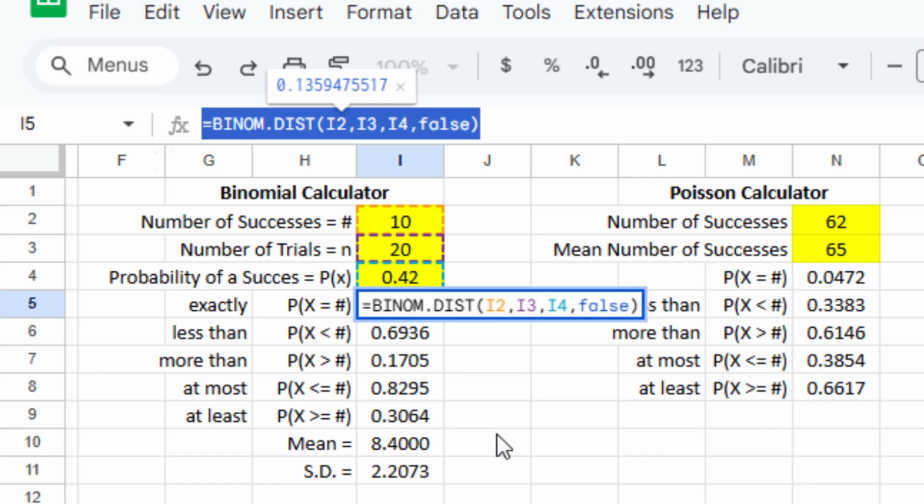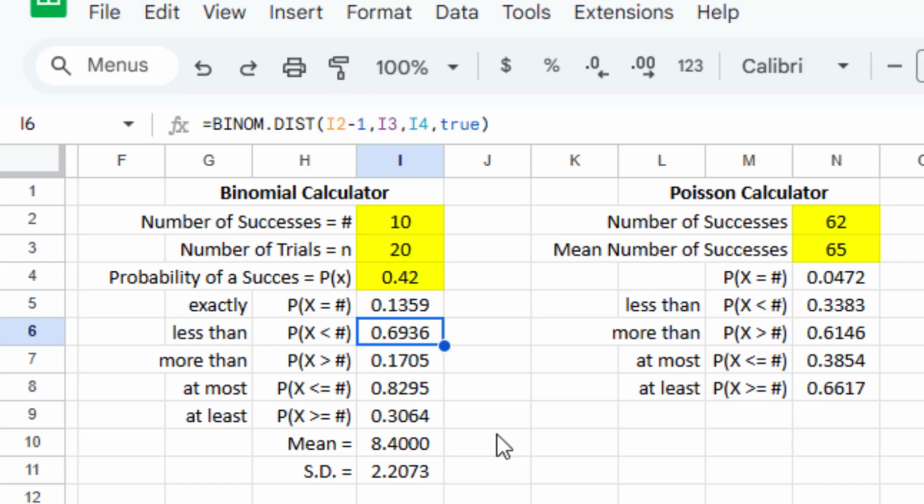And in order to get an exact number of successes in the binomial distribution function, we just have to tell it the last thing is either true or false, and to get exactly 10, we say false. For all the others, we're going to do true. Okay, so instead of typing in 10, 20, and 0.42, we're going to do cell references of I2, I3, and I4. That way, for every new question, all we have to do is change the numbers in the yellow boxes, and then everything adjusts. Okay, that's the first one.